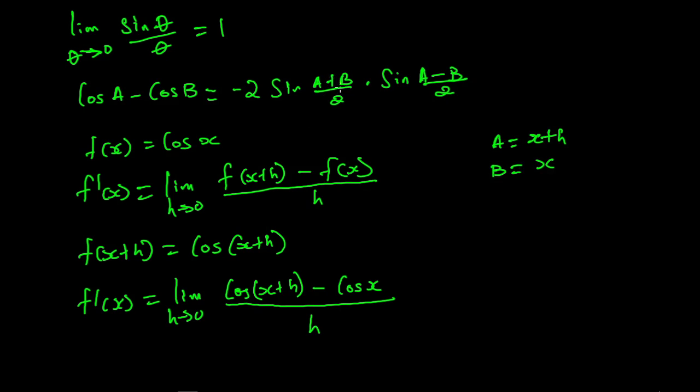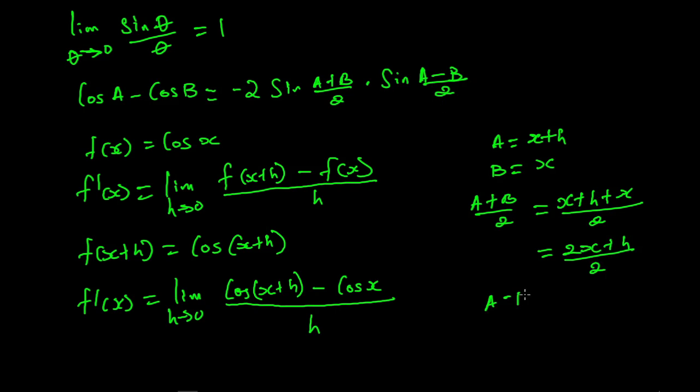In that case, (A plus B) over 2 is going to give us (x plus h plus x) all over 2, and that is equal to (2x plus h) over 2. Also, (A minus B) over 2 is going to be equal to (x plus h minus x) all over 2, which is going to be equal to h over 2.